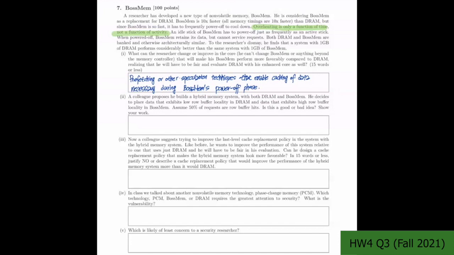Let's see the next question. A colleague proposes he builds a hybrid memory system with both DRAM and BossMem. He decides to place data that exhibits low row buffer locality in DRAM and data that exhibits high row buffer locality in BossMem. Assume 50% of requests are row buffer hits. Is this a good or bad idea? Show your work.